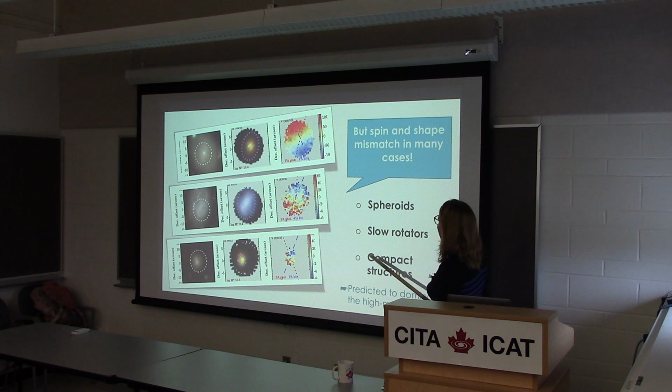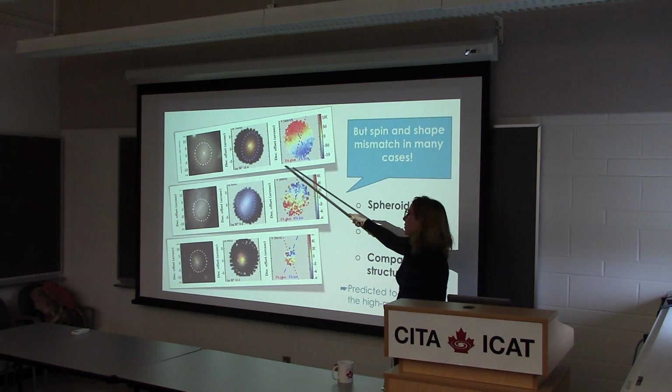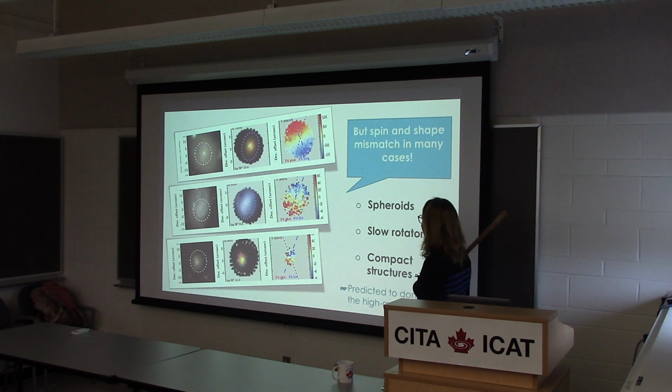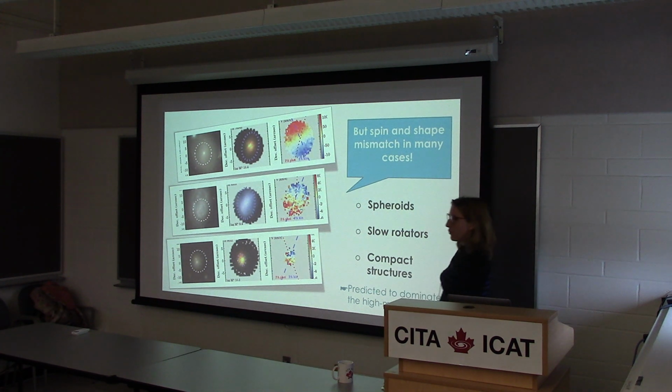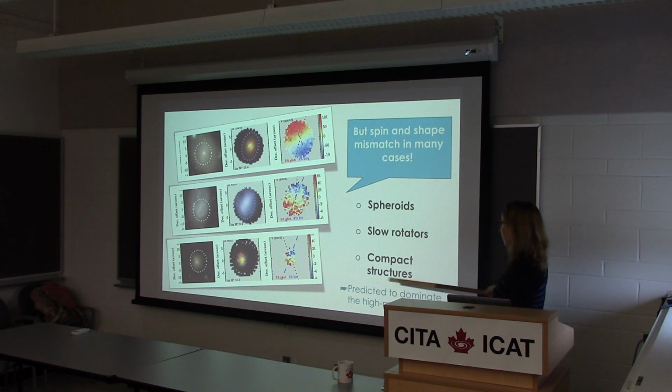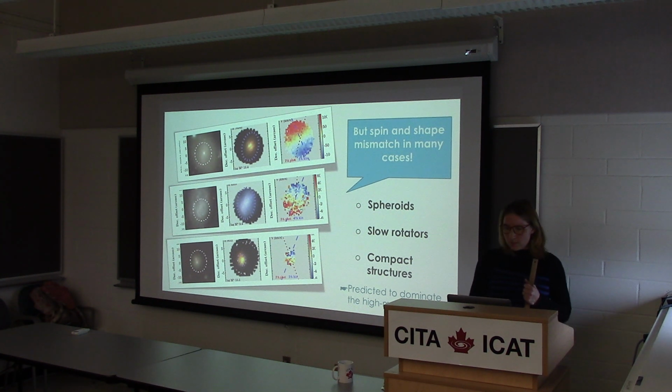It's particularly true for spheroids, because their photometric axis is not extremely well constrained. For slow rotators, you can have this effect too, and of course for compact structures because of resolution. This is very important because those three populations are predicted to dominate the high mass signal. So if you're trying to identify those trends from shape only, you might be quite far from where you actually want to be. So that's the idea of using kinematics, and strictly kinematics, to do this study.